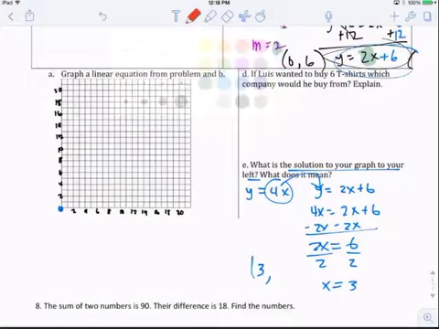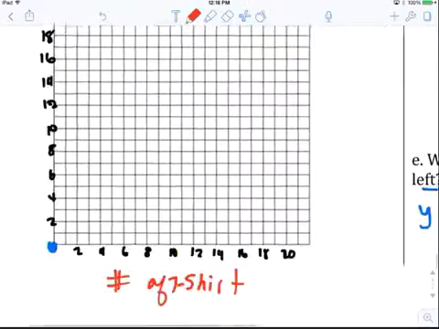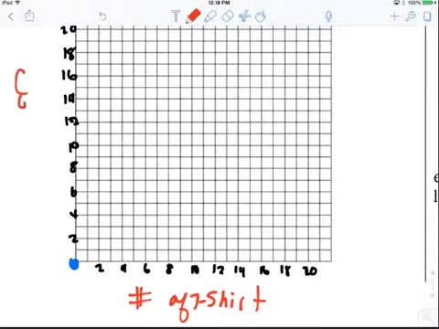You get $12. It's where the two graphs will meet. So 3 for 12, I got my second point. Oh, I forgot to label number of t-shirts. 3 t-shirts, and this is the cost in dollars. 3 t-shirts for $12. Right here is where both graphs will meet.